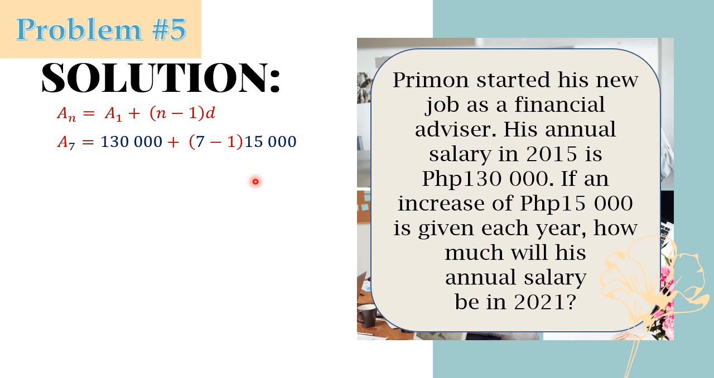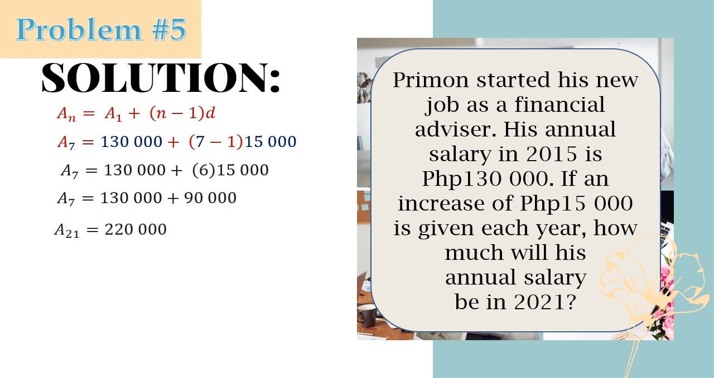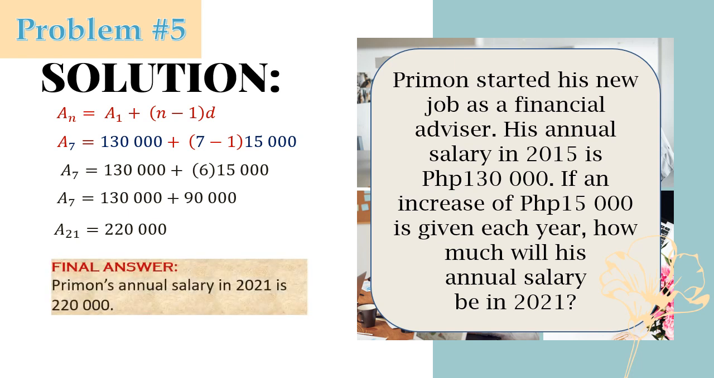So that means we are looking for the a sub 7 or 7th term in the given sequence. The first term is 130,000, our n is 7 again, and our common difference is 15,000 because this is the increase stated in the problem. Now let us simplify. 7 minus 1 is 6, and 6 times 15,000 is 90,000. Lastly, added with 130,000, we would have 220,000. So our final answer: Ramon's annual salary in 2021 is 220,000, and you're done.